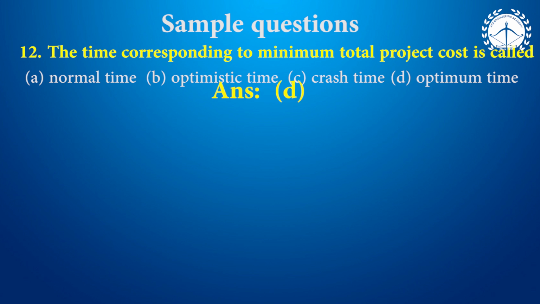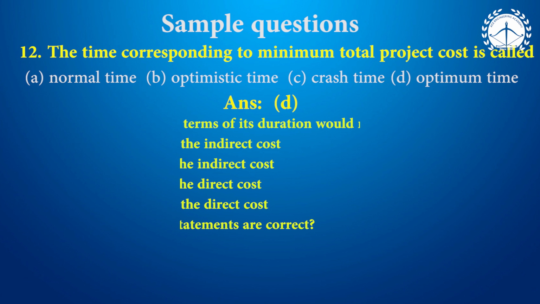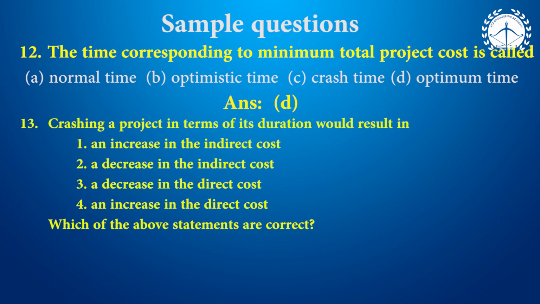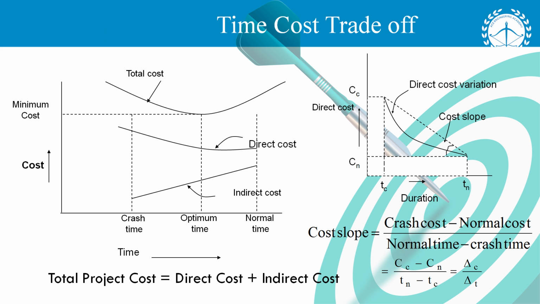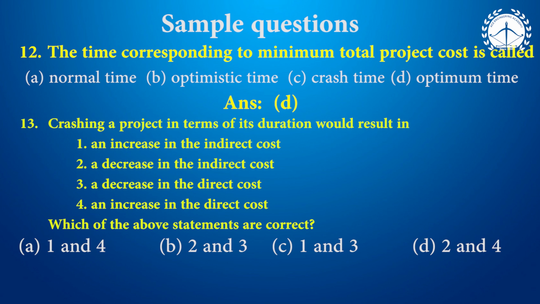Among the options, no doubt it is only optimum time. The second question, under crashing. Crashing a project in terms of its duration would result in, number one, an increase in the indirect cost. When we crash, you might have seen, indirect cost is increased or decreased? Definitely it is decreased only. So it is a wrong statement. A decrease in the indirect cost, it is right. A decrease in the direct cost, no doubt it is increasing. So the fourth statement you can observe here, increase in the direct cost. What are the right options here? 2 and 4.